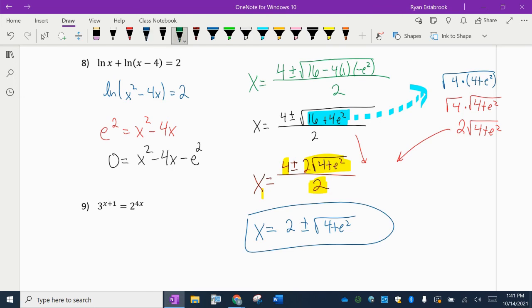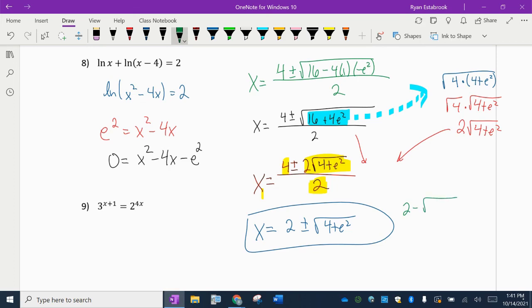No, let's go ahead and check that. On your calculator, do 2 plus the square root of 4 plus e squared. What does that come out to? Can you find that? So 5.3 something. Is 5.3 going to work when you plug them back in? I would say so because you're taking the log of a positive.